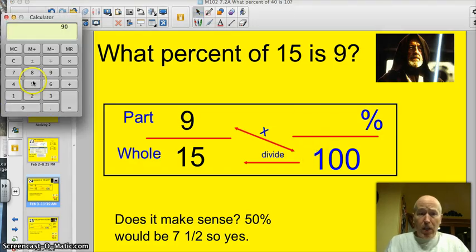So take my calculator, clear it out. I'm going to multiply 9 by 100 and then divide by 15. I'll multiply the part by 100 and divide by 15. All right, let's just do that.